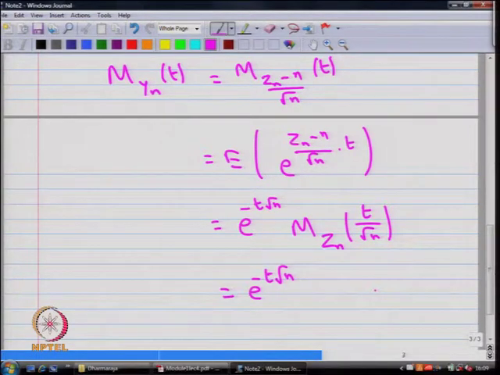Just now we found the moment generating function of Zn. So, use the same thing, but replace t by t divided by square root of n. Therefore, this becomes e power n times, wherever there is t, replace t by t by square root of n, so e power t by square root of n minus 1.